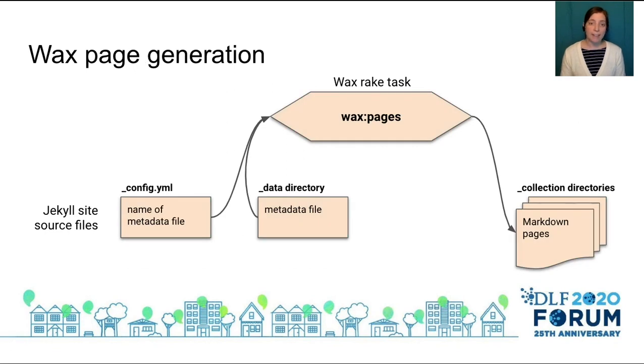The second Wax task is to generate item pages. Wax does this by finding the name of the metadata file in the configuration file, pulling the metadata for each item out of that file, and converting it into individual markdown files for each item. The metadata fields and values are included in the file's header section called a YAML header. The markdown files are now ready for Jekyll to build a collection out of the items.